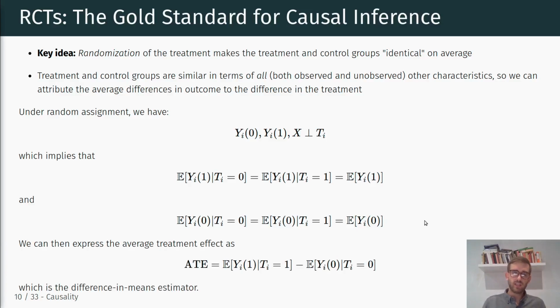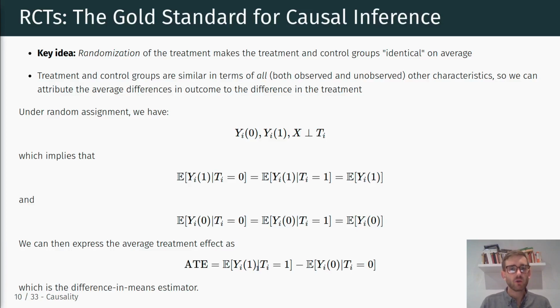So if this is the case, if the potential outcomes are independent of treatment assignment, then we can express the average treatment effect as the expectation of yi1 in the treatment group, conditional on the treatment assignment being equal to 1, minus the expectation of yi0 conditional on the treatment assignment being equal to 0.